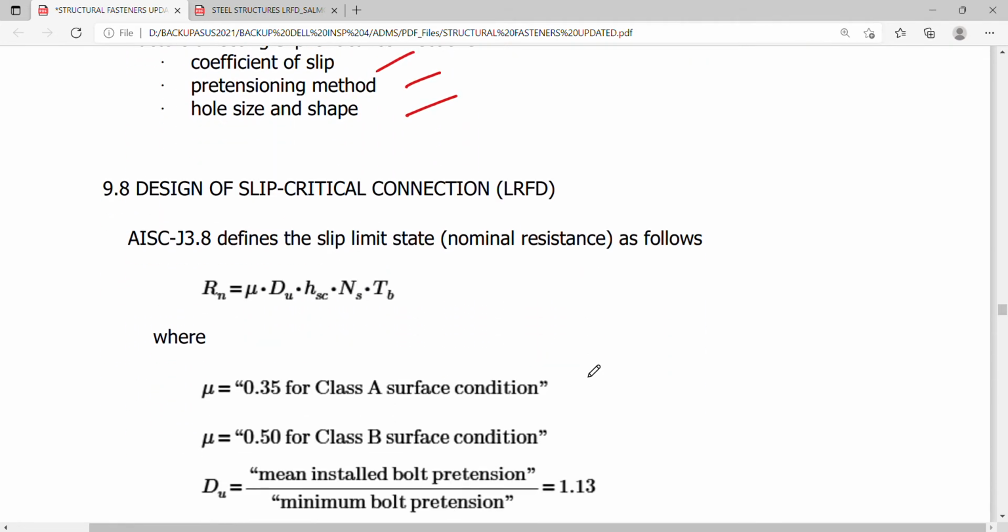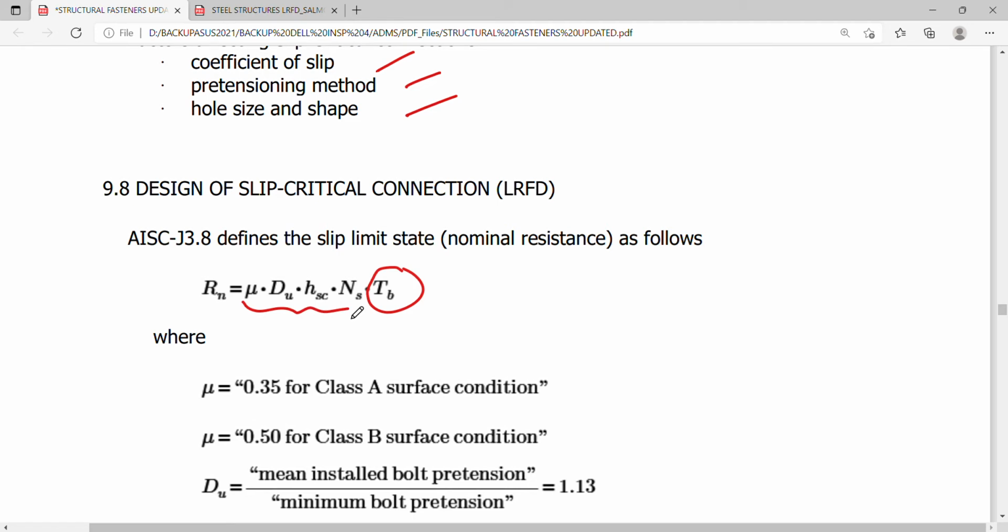So for the design of the slip critical connection in LRFD, we refer to AISC J3.8, the definition of the slip limit state nominal resistance in the form of Rn = μ Du hsc Tb Ns, where these are all parameters. We take note that Tb here is the main dimension upon which your nominal resistance Rn is computed. So all of these are parameters or factors considered.